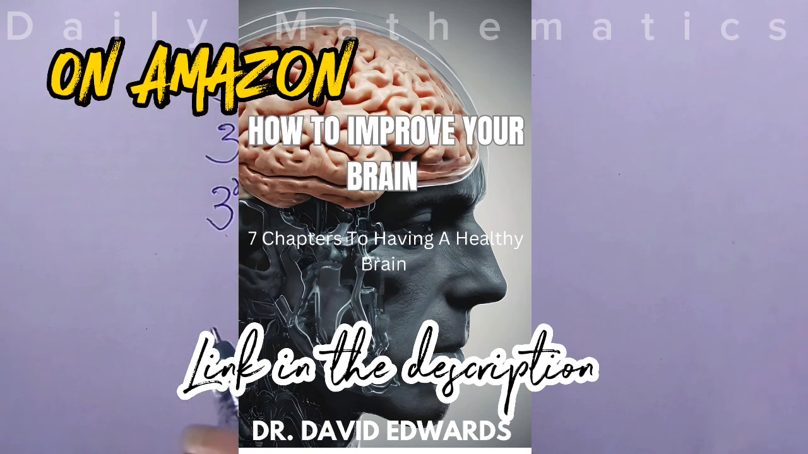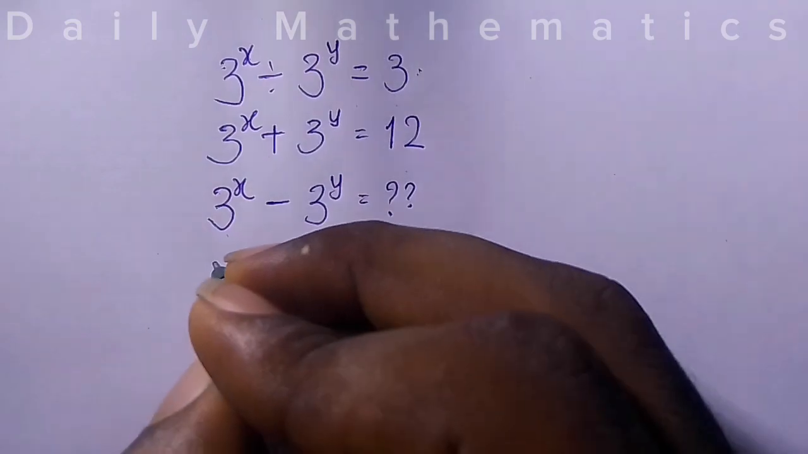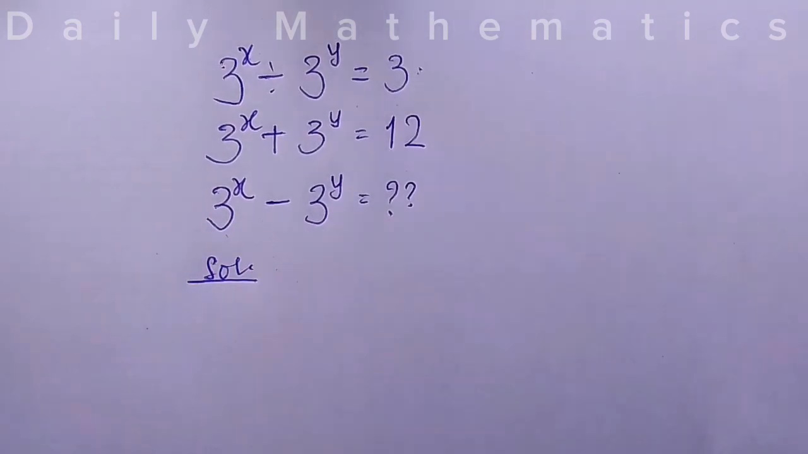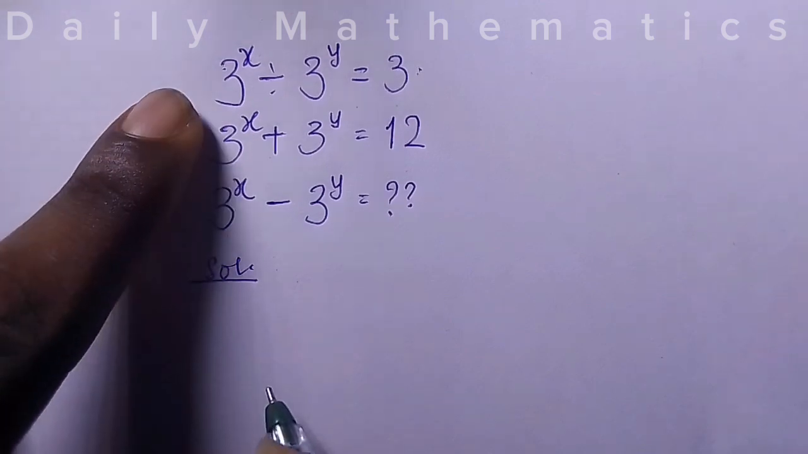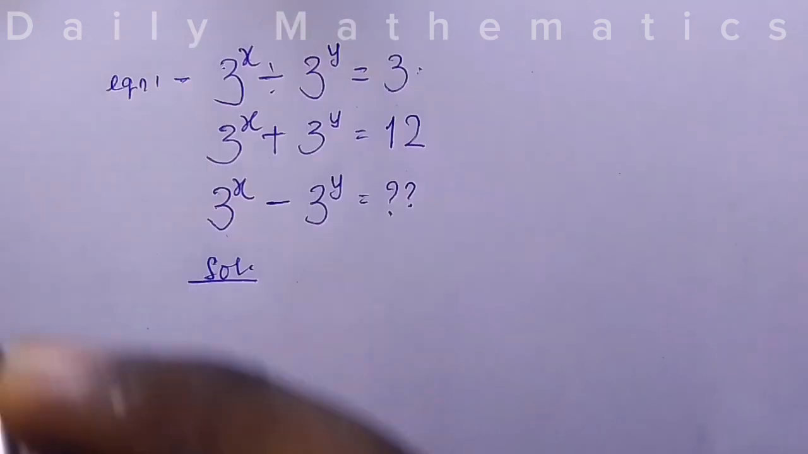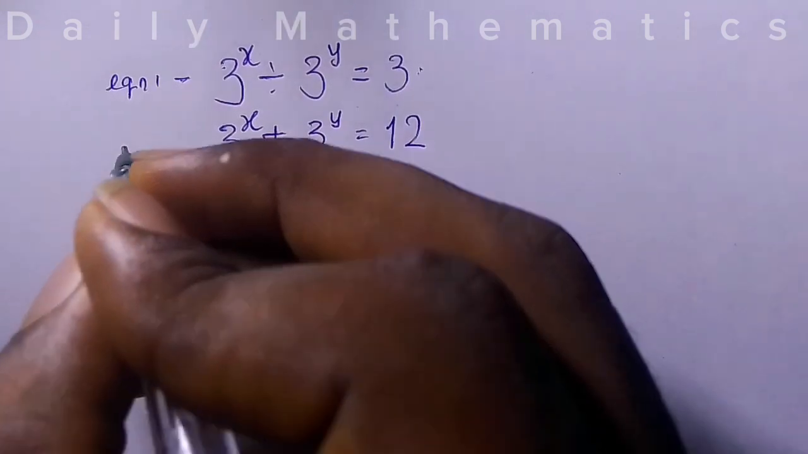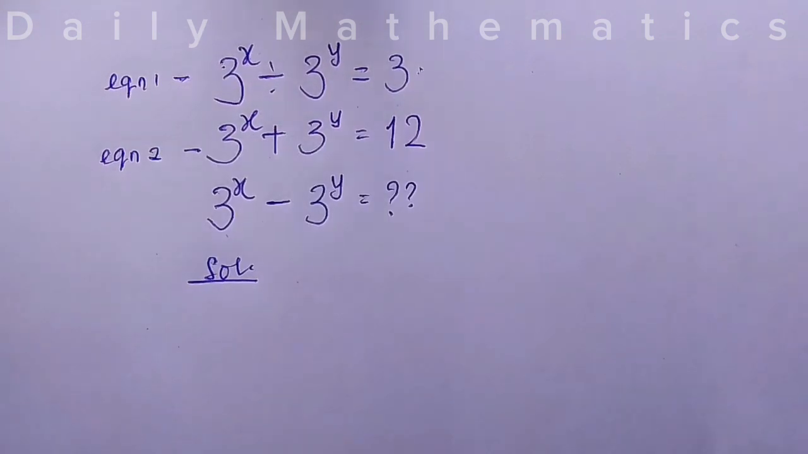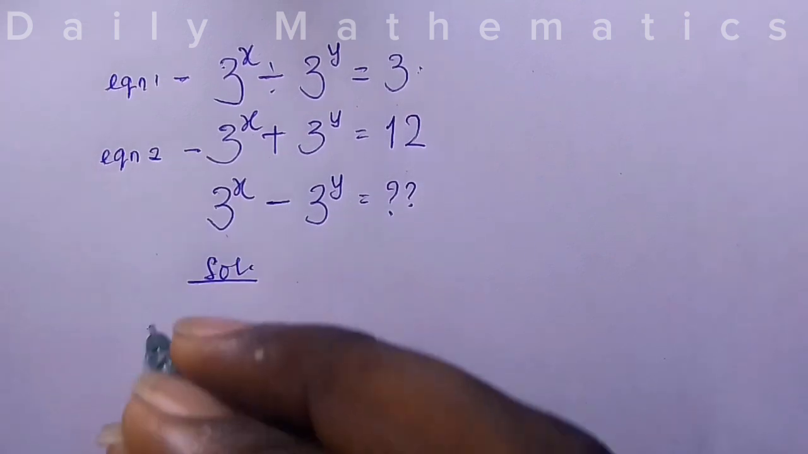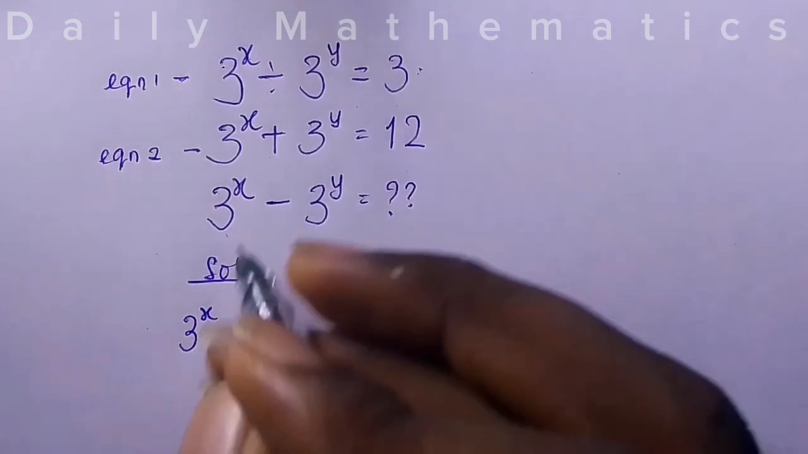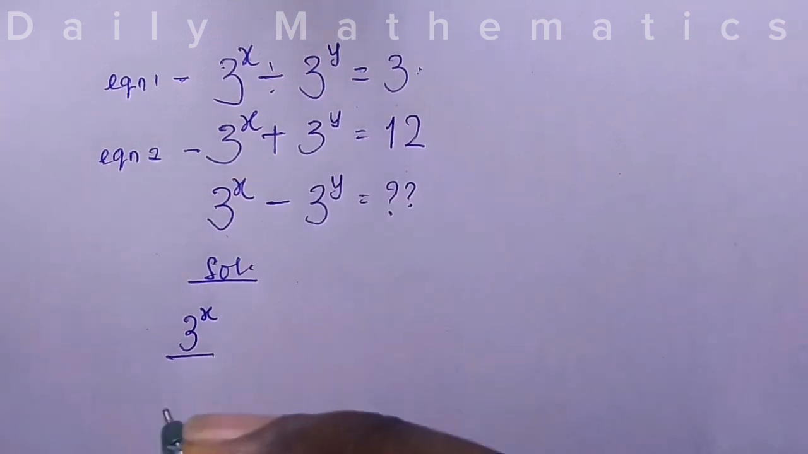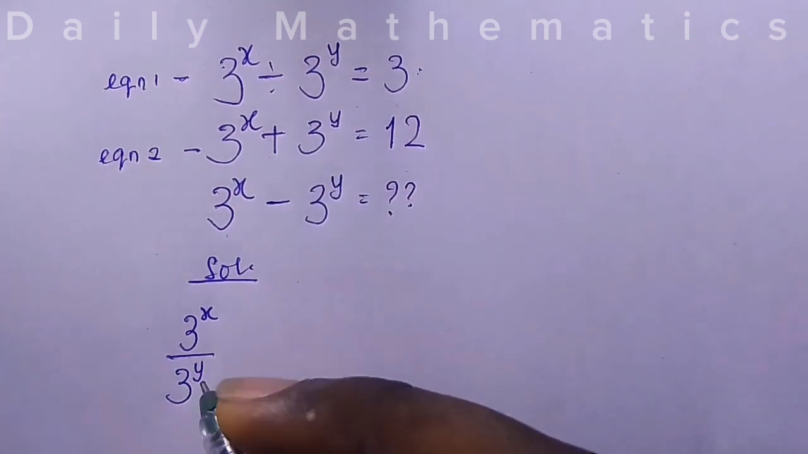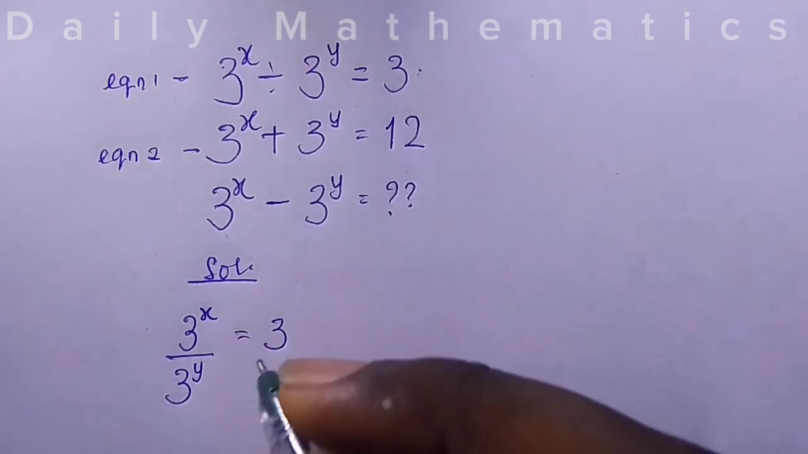Now back to the question that we have. To solve this question, what is the first thing we're going to do? We have 3^x divided by 3^y equals 3. We can name this as equation 1, and name the other as equation 2. From the first equation, we have 3^x divided by 3^y equals 3.